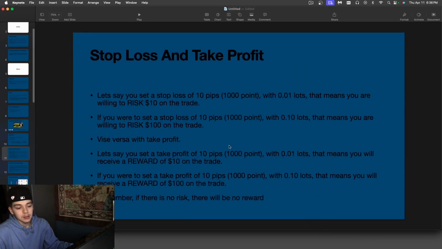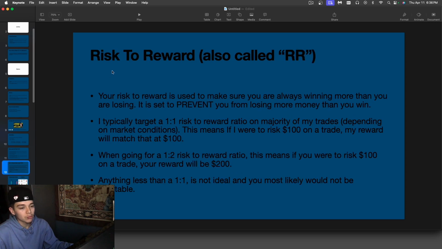Next segment, because that was a lot. Remember, if there is no risk, there will be no reward. Okay. Risk to reward, also called R to R. Your risk to reward is used to make sure you are always winning more than you are losing. It is set to prevent you from losing more money than you win.